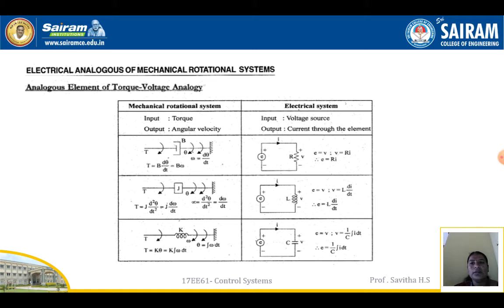So we consider the first column as the mechanical rotational system and the second column as the electrical system. For the mechanical rotational system, input is torque and output is angular velocity. For the electrical system, input is voltage and output is current through the element. So B should be replaced by R, J should be replaced by L, and K should be replaced by C.